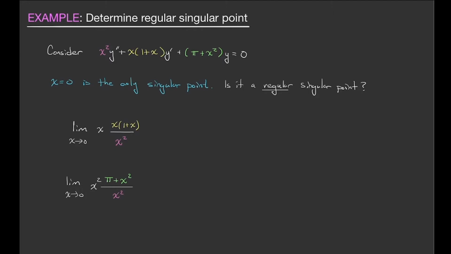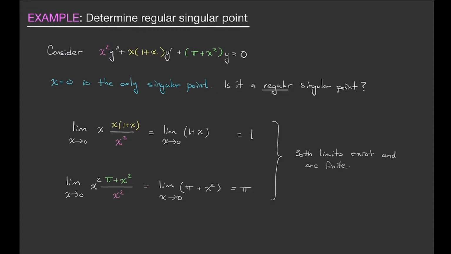In the first case, we can simplify by taking x times x divided by x squared, which is simply 1. And in the second case, we right away have x squared divided by x squared. Taking the limit in the first case gives us 1, in the second case gives us pi. Both of these limits exist and they're finite numbers. Neither one is infinity or negative infinity. Therefore, by the definition, we have a regular singular point.